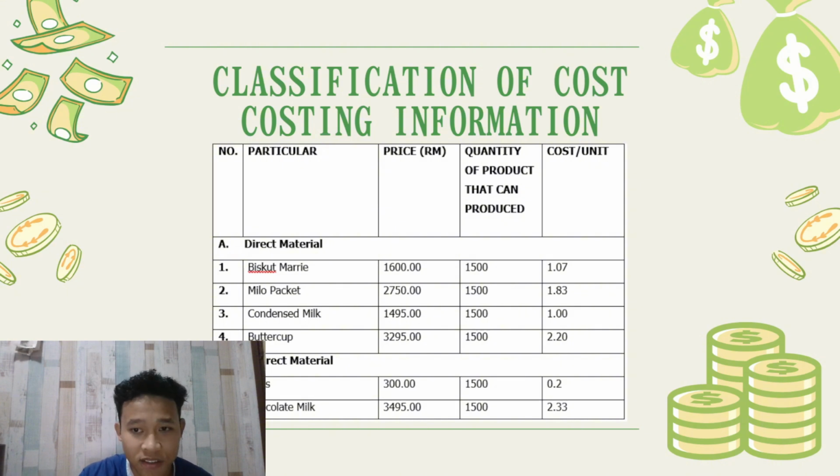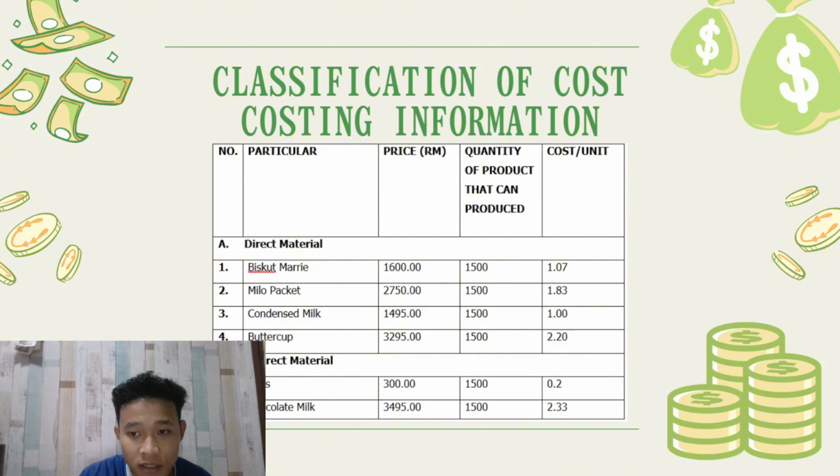So basically, as you can see, there are two types of material, which are direct material and indirect material. For direct material there are four things, which are biscuit Mary, Milo packet, condensed milk, and lastly buttercup. For biscuit Mary the price is 1,600 ringgit, and the quantity of product that can be produced is 1,500 units, and the cost per unit is 1 ringgit and 7 cents. For Milo packet, the price is 2,750 ringgit, and the quantity of the product that can be produced is 1,500 also, and the cost per unit is 1 ringgit and 83 cents.